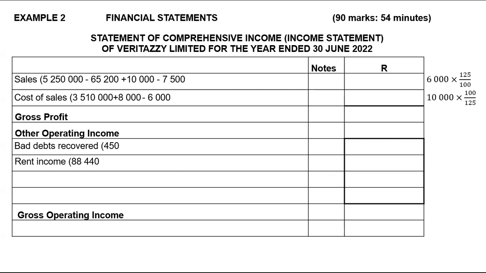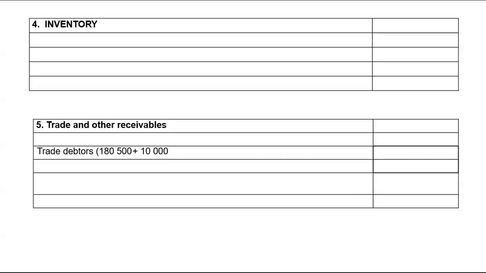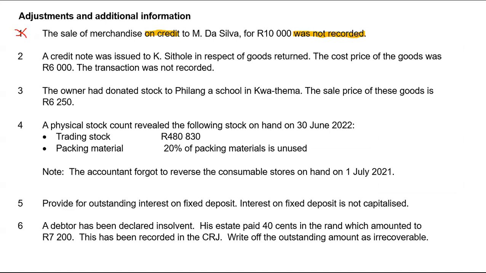So where do we get our debtors control? We get it in trade and other receivables. So I'm going to go to trade and other receivables. And when I get to trade and other receivables, I am going to reduce it by that 7,500. Okay. Am I done with adjustment 2? The answer is yes, I'm done. So what can I do now? Now, adjustment 3.